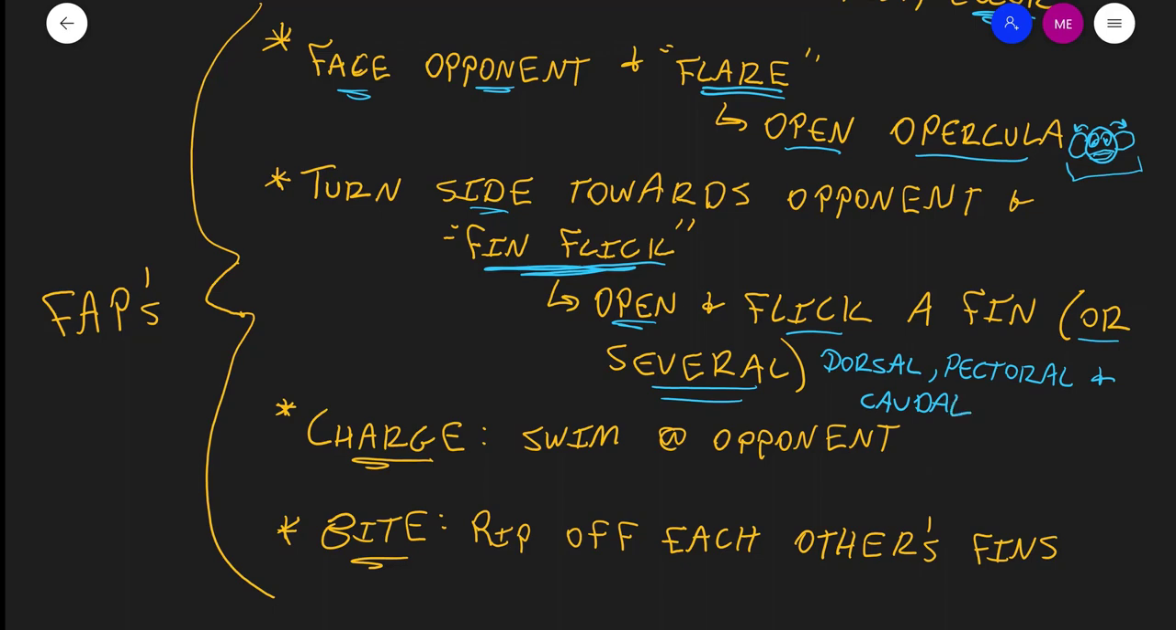The next fixed action pattern is an escalation. This is where things start getting more heated in this interaction. It's called a charge, and it's exactly what you'd think. It's when the male betta swims straight at his opponent. He charges him. And if things go really, really badly in this interaction and the males are full-on fighting, the final fixed action pattern is a bite. This is where they will try to rip off each other's fins.